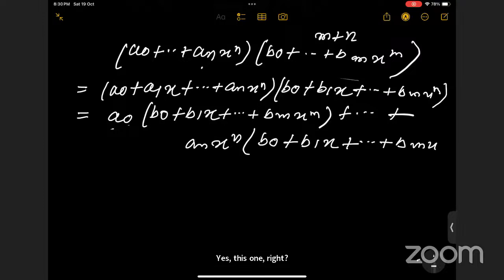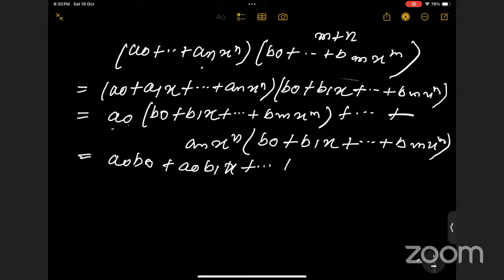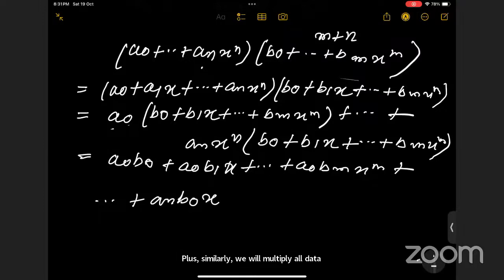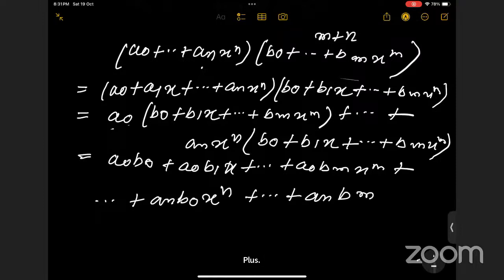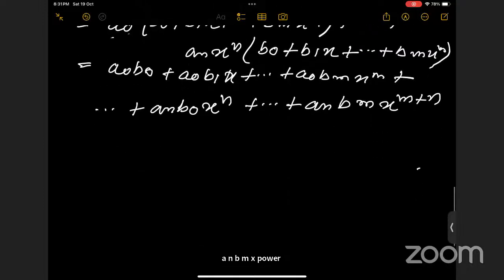Fine up to that? Yes, ma'am. Then we will again take over the brackets and we will get these terms, right? a_0 b_1 x plus dot plus a_0 b_m x^m, and similarly we will multiply all the terms and we will get b_0 x^n plus up to a_n b_m x^(m+n). Fine up to that? Yes, ma'am.